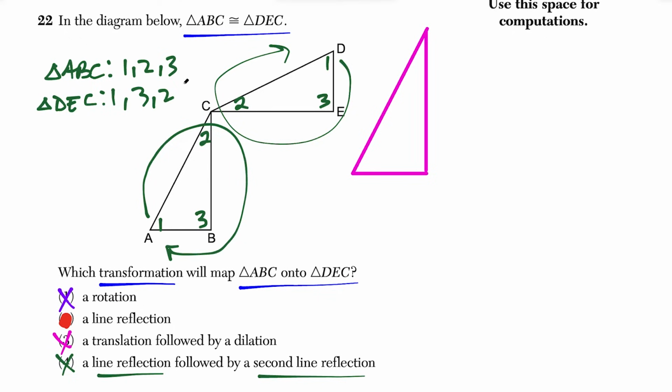So I need to do a line reflection to change the orientation of the angles. So when we do the line reflection, these triangles fall exactly on top of each other. So if I do a second line reflection, that's going to mess with the orientation of the angles again, and there won't be any way for them to match once more. So that's how I know once I do a second line reflection that there won't be any way to map this triangle ABC onto triangle DEC.